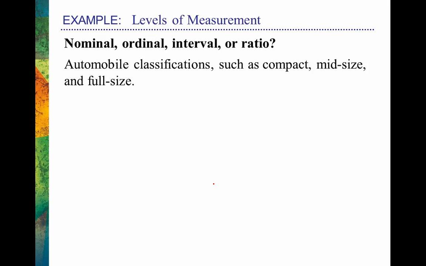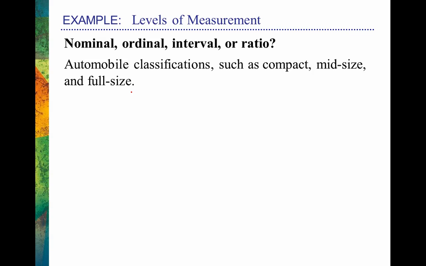Now let's talk about levels of measurement. Again, this is just another way to describe our data. Nominal, ordinal, interval, or ratio. Automobile classifications, such as compact, mid-size, or full-size. Well, here's the way you go through the reasoning process. Start at the most simple type of scale, nominal. So do we have at least names of categories? Well, we always have at least names of categories. So the critical question that we want to ask is, can we order these names of categories in some meaningful way? If we can, we at least have an ordinal level scale. And we can see here that we're going from compact to mid-size to full-size.